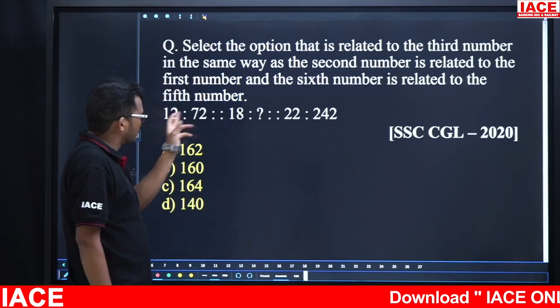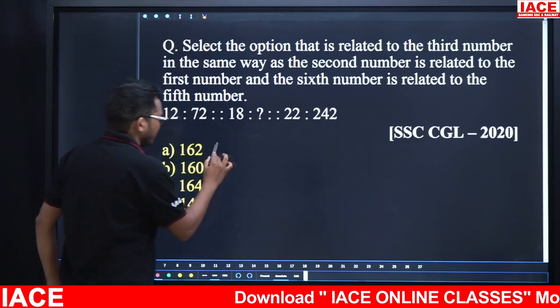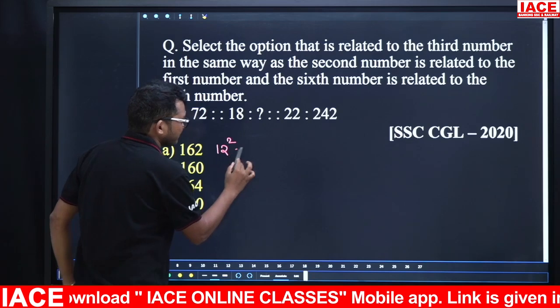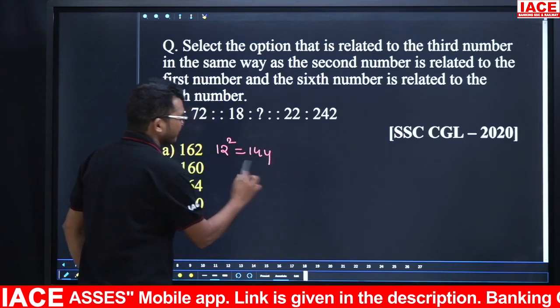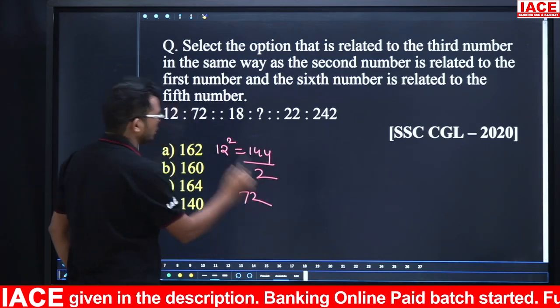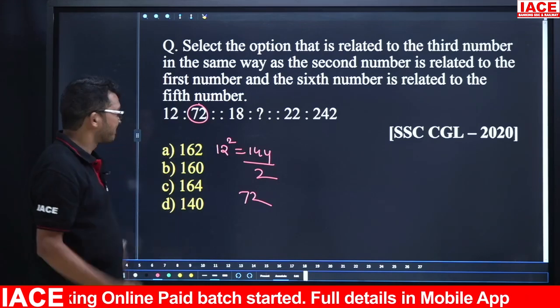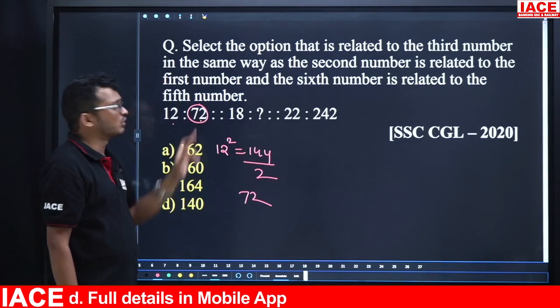Friends, how is 12 related to 72? Suppose we take the first number, which is 12. 12 squared is what? 144. 144 by 2 is what? 72. Yes. That means your logic is first number squared by 2 equals the second number.